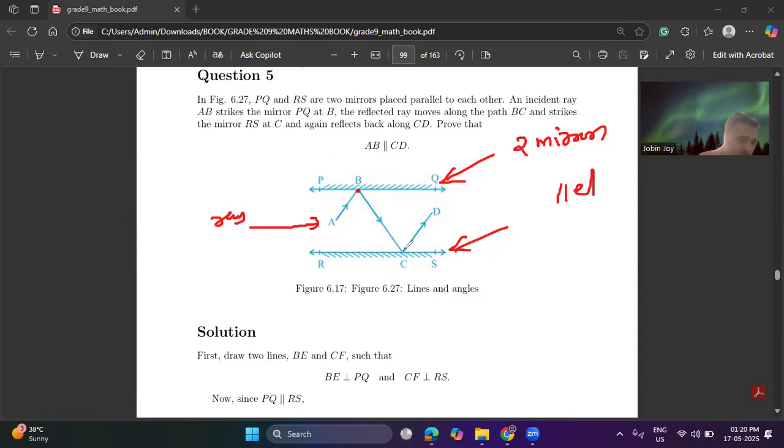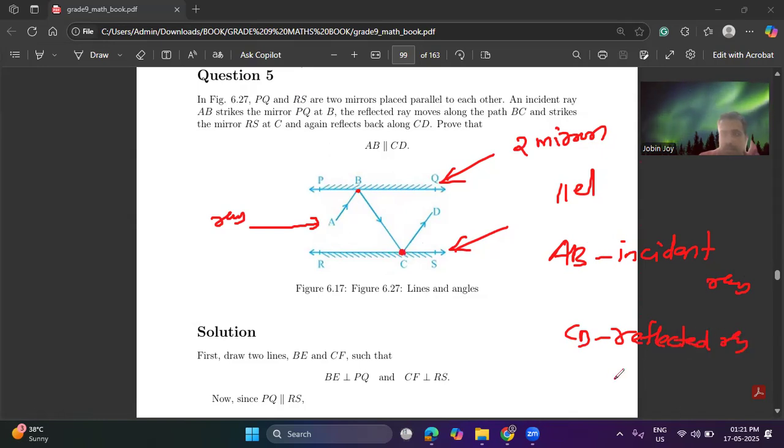The reflected path will be BC. Then the reflected ray will strike mirror RS at point C and again reflect back along the path CD. Prove that AB is parallel to CD. So AB is the incident ray and CD is the reflected ray.